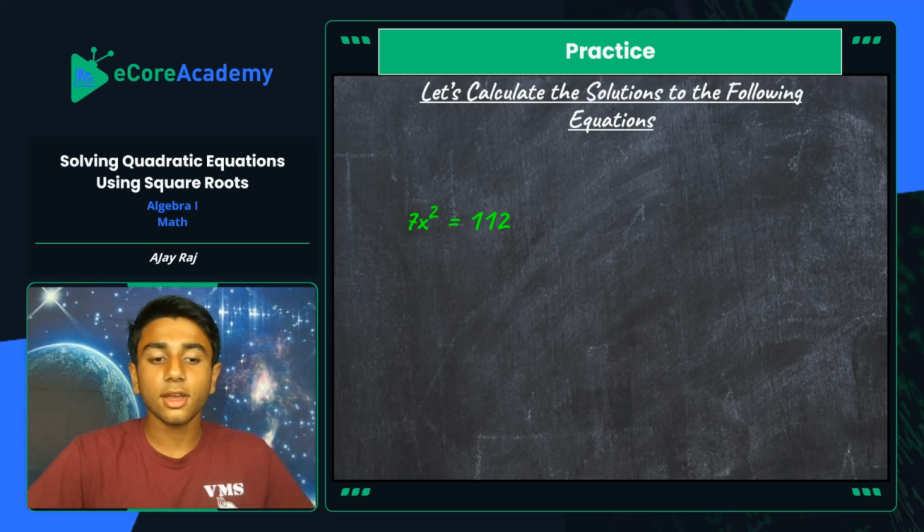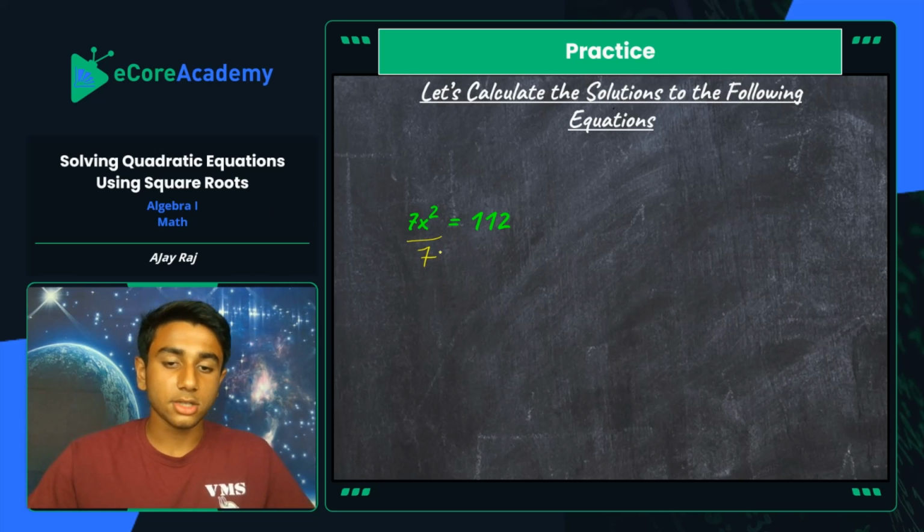X isn't alone in this case, so first thing we have to do is isolate x, and also we're dealing with larger numbers like 112, so it's going to be a bit more computational work, but it's the same exact principles. So first thing that we do is isolate x on the left-hand side of the equation, so we divide both sides by 7. When we divide by 7, we're left with x squared on the left-hand side, and then 112 divided by 7 is going to be 16. So we're left with x squared equals 16.